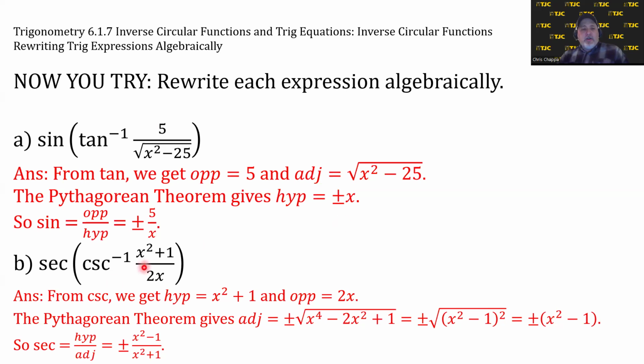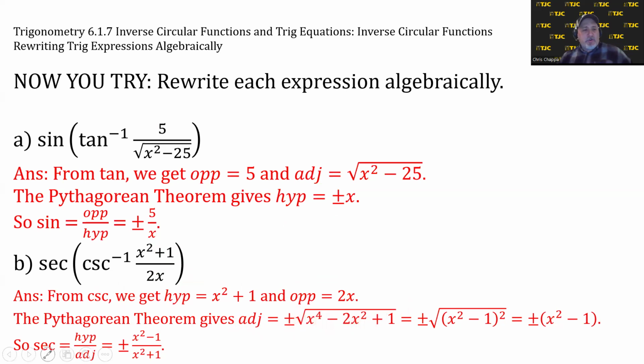On the other one, there was a little trick that I built in. Let's go through it real quick. From cosecant, the reciprocal of sine, we get a hypotenuse is x squared plus 1 and opposite is 2x. From the Pythagorean theorem, we would end up getting adjacent equals plus or minus the square root of x to the fourth minus 2x squared plus 1.